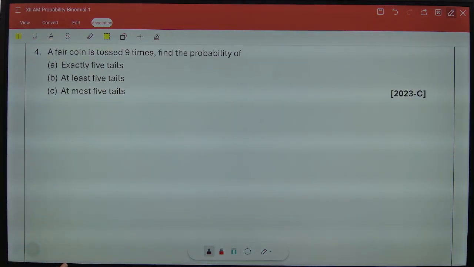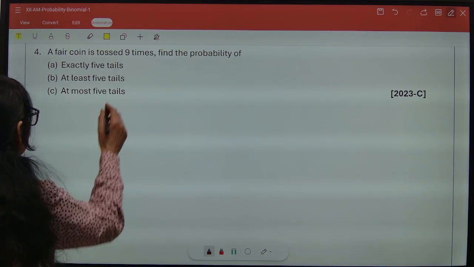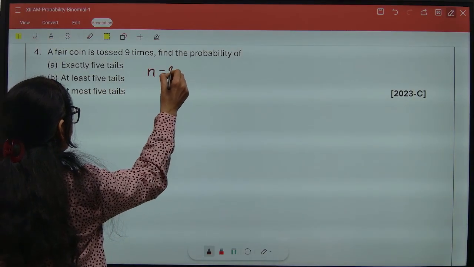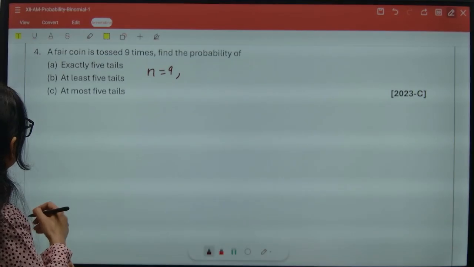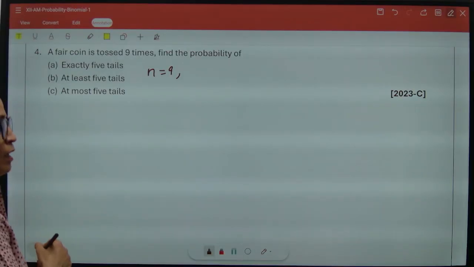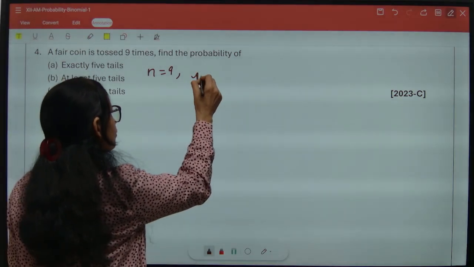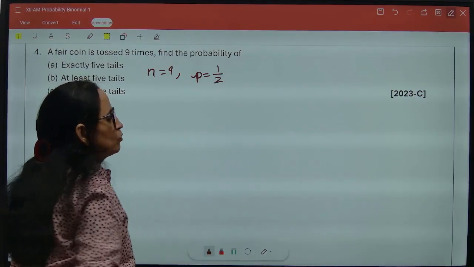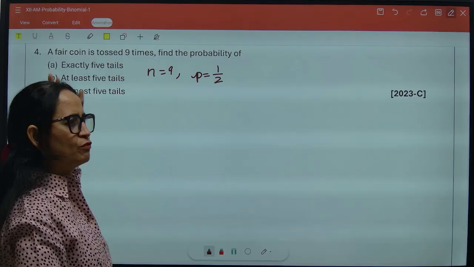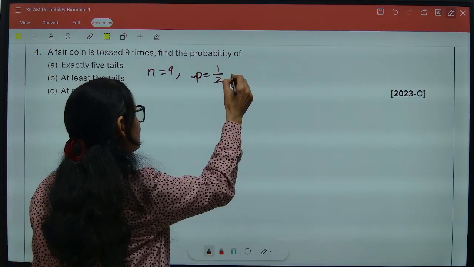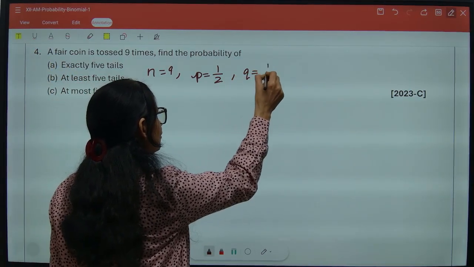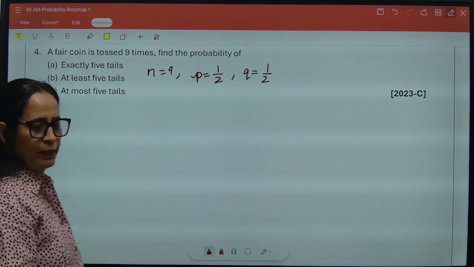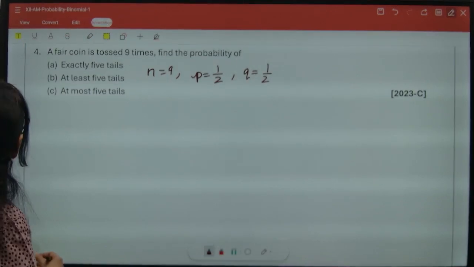A fair coin is tossed 9 times. So that means the value of n is already known, 9 times. Find the probability of exactly 5 tails. The probability of getting a tail is also fixed across trials, and there are only two outcomes. That means this is a question for binomial distribution. So p is this, and the probability of getting a head is also 1/2. So let's solve part A.